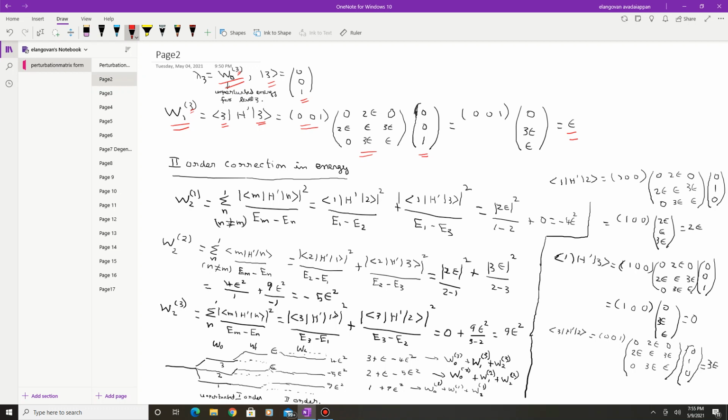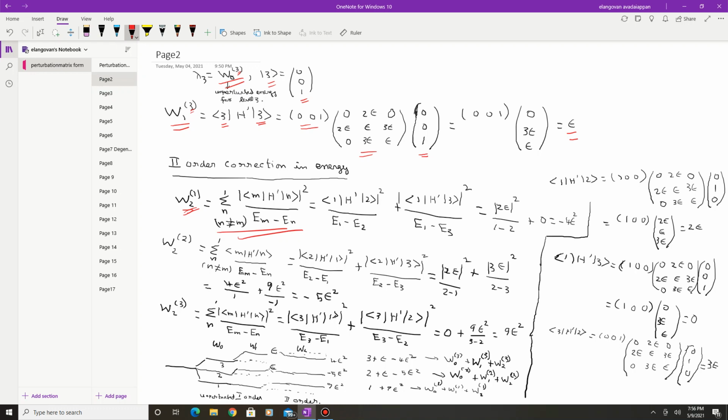Now let us evaluate how to find the second order correction. So W2 is the second order correction. This one represents the first level, so W2 1 is the second order correction for level 1. This is the expression for the second order correction: the summation over n prime of mod square of bra m H prime ket n divided by E m minus E n. The prime indicates n should not be equal to m. That is the meaning of the prime.